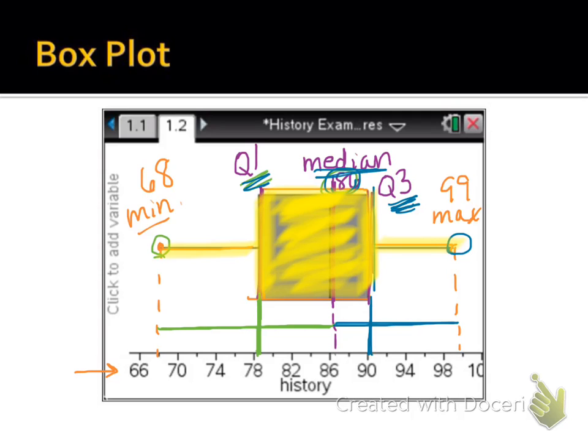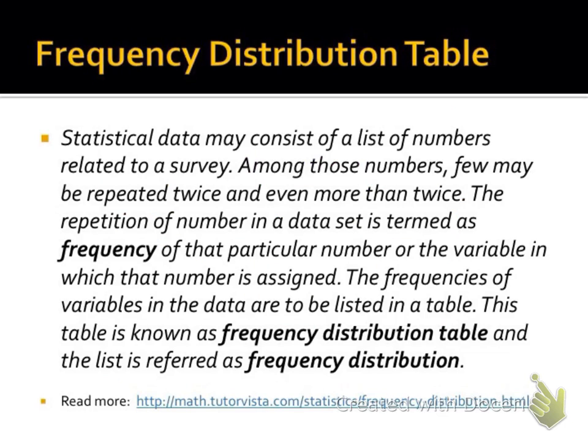Okay? So again, we'll talk more about how you get these in class tomorrow, but just so you get an idea of what it looks like and what some of this terminology is. Our next graphical representation is called a frequency distribution table. And a frequency distribution table goes hand in hand with a histogram, which is what we're going to talk about next.